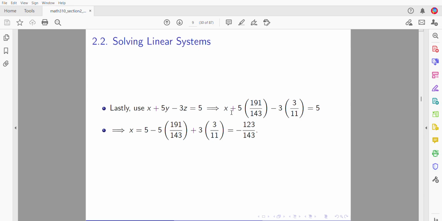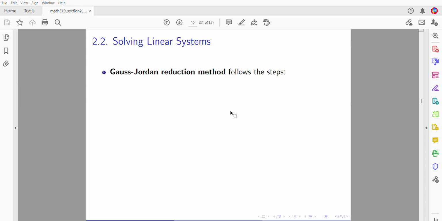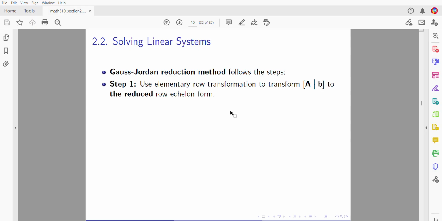All right? Well, how is Gauss-Jordan reduction method different? First step, you are going to reduce the augmented matrix to the reduced row echelon form. That is, not only do you have zeros below the leading ones, you want zeros above the leading ones as well. Back substitution is not needed. We obtain the solutions, if any, right away.